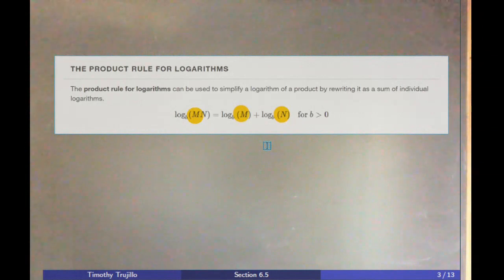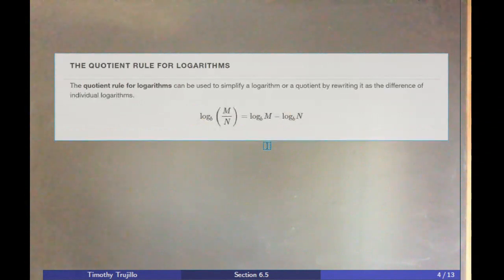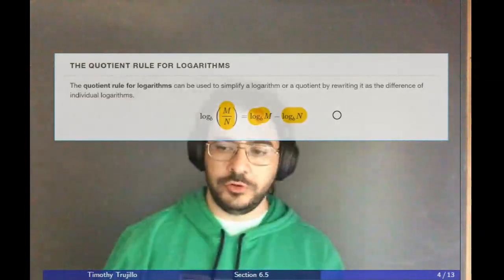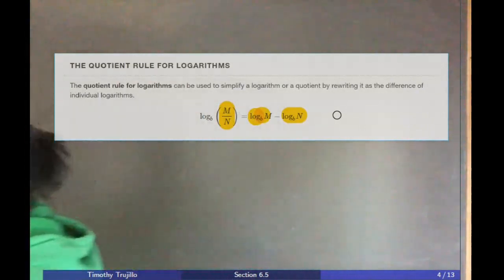Okay, so it looks like at least half of you have had enough with this one, so let's move on to the next one. The next one is the quotient rule. The previous one was the product. The quotient means division, so in this case you're doing m divided by n, and it turns into subtraction. So it's the log of m minus the log of n. Division turns into subtraction, and multiplication turns into addition.